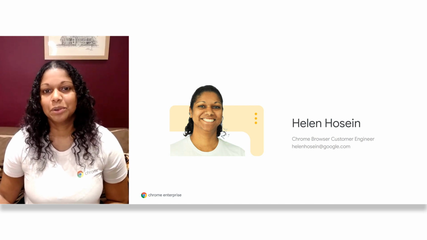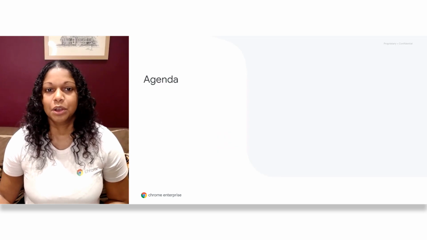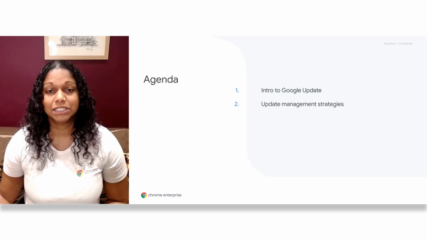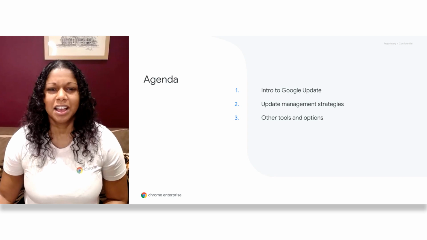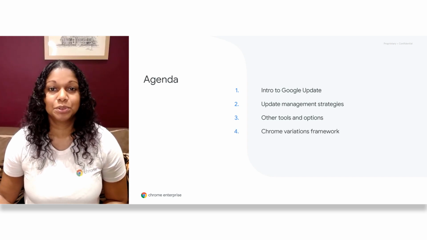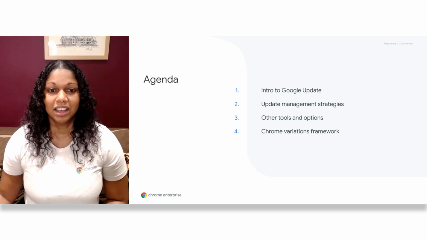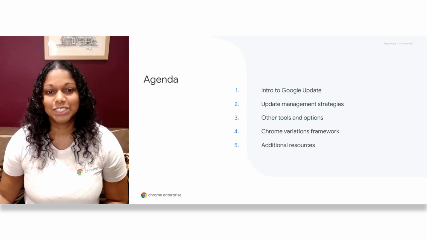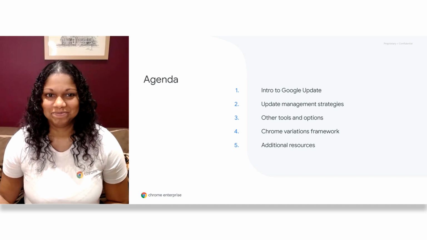So today, we're going to be talking about what Google Update does and how it works, three basic strategies you can use to manage updates in your organization, some of the other tools that Chrome provides for fine tuning your update strategy, a bit on the Chrome Variations Framework, which is a separate mechanism from Google Update, and finally, I'll share some links and resources to help you get started.